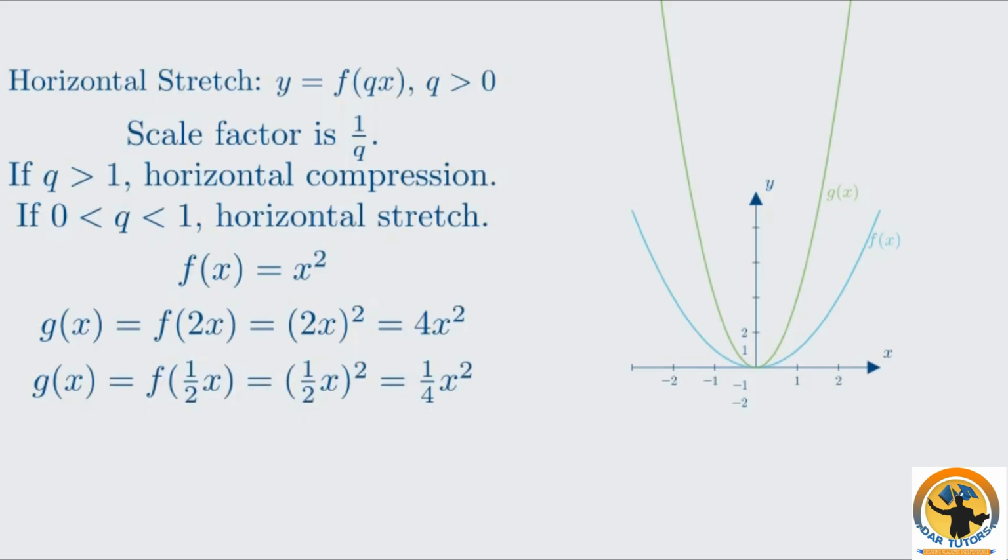Now let's try g of x equals f of 1/2 x. This is g of x equals the quantity 1/2 x squared, which is 1/4 x squared. This time the graph is wider. It has been stretched horizontally by a scale factor of 2. Every x-coordinate is doubled. So multiplying x by a constant inside the function stretches it horizontally.